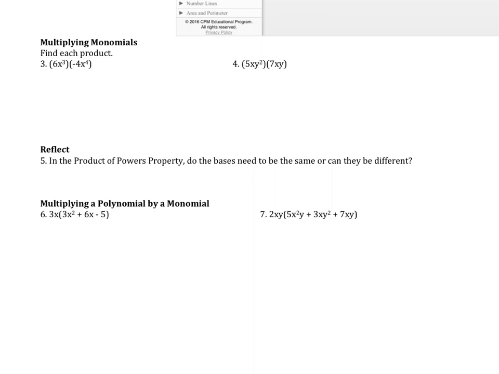Multiplying monomials, so single monomials multiplied together. Again, we just multiply similar things, numbers with numbers. So 6 times negative 4 is negative 24. And then x cubed times x to the 4th. As we saw when we did exponent rules, we just add those 2 exponents, that becomes x to the 7th. And then here we get 5 times 7, which is 35. x times x is x squared, and then y squared times y, 2 plus 1 is 3, so we get y cubed.